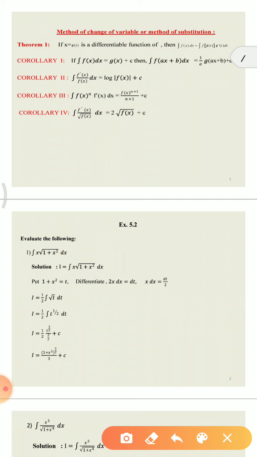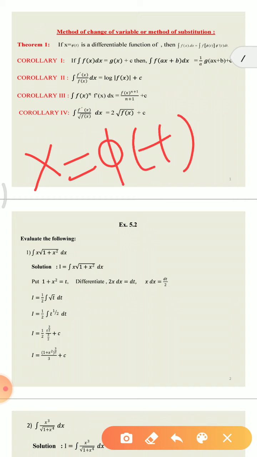Let us see the theorem and 4 corollaries without proof. First theorem: if x is equal to phi of t is a differentiable function of t, then integral f of x dx is equal to integral f of phi of t into phi dash of t dt. Okay, then see the corollaries.